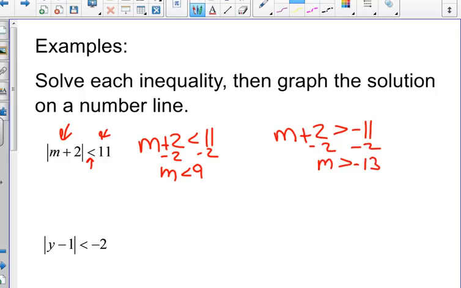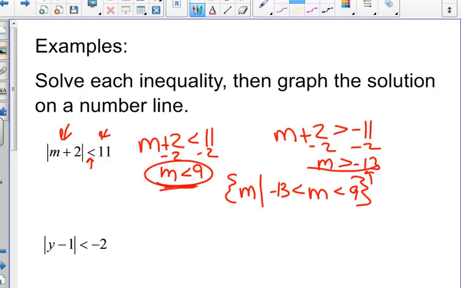Now the sets that they're going to write, I'll accept this as an answer, but the answer they're going to write is the set of m, where m is in the center, and m, in this case, is less than 9, and m is greater than negative 13. We usually put the smaller number first, okay? So m is bigger than negative 13, and m is less than 9. And then they'll put a bracket. So this is what the answers are going to look like. I will accept answers like this, okay?